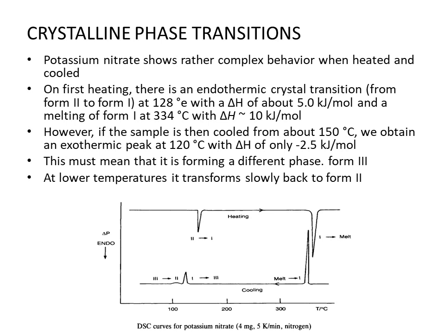Now we start cooling this molten potassium nitrate. If the sample is cooled from about 150 degrees centigrade, we get an exothermic peak at 120 degrees centigrade, and the enthalpy of reaction is only 2.5 kilojoules per mole, with a negative sign because the peak is exothermic. This must mean that it is forming a different phase, form 3. So here it is converting into a totally different phase.